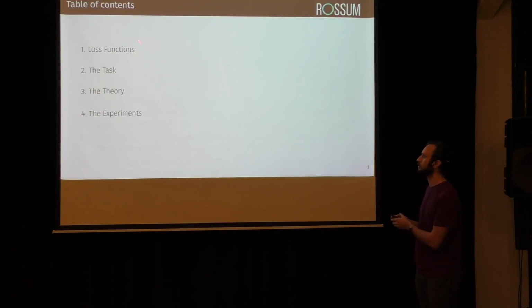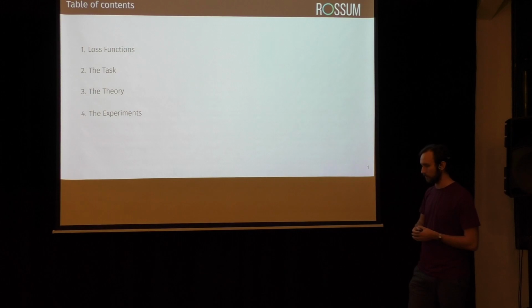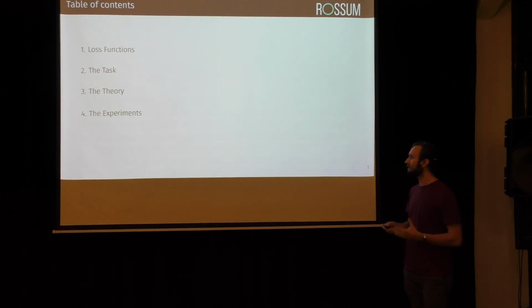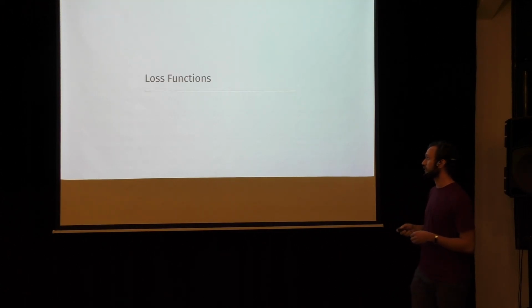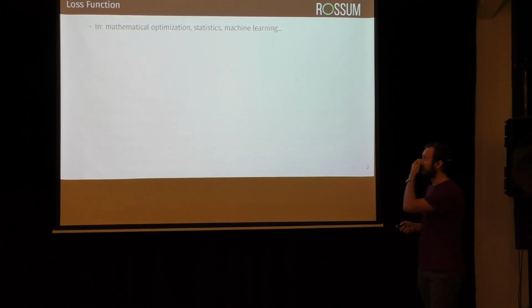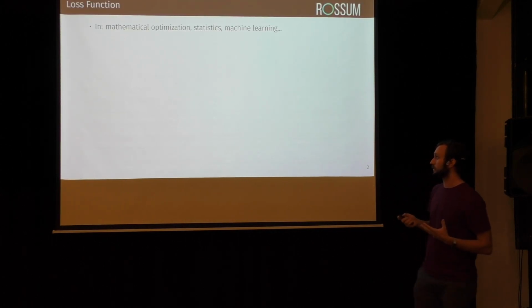First of all, I need to talk a little bit about loss functions in general. Then I'm going to give you a very brief definition of the task at hand. And then hopefully I'm going to show some bits of the proof of the theory that I'm going to be talking about, and then I'm going to show you my experiments with the extra neuron. So let's jump right into it, and talk about loss functions in general.